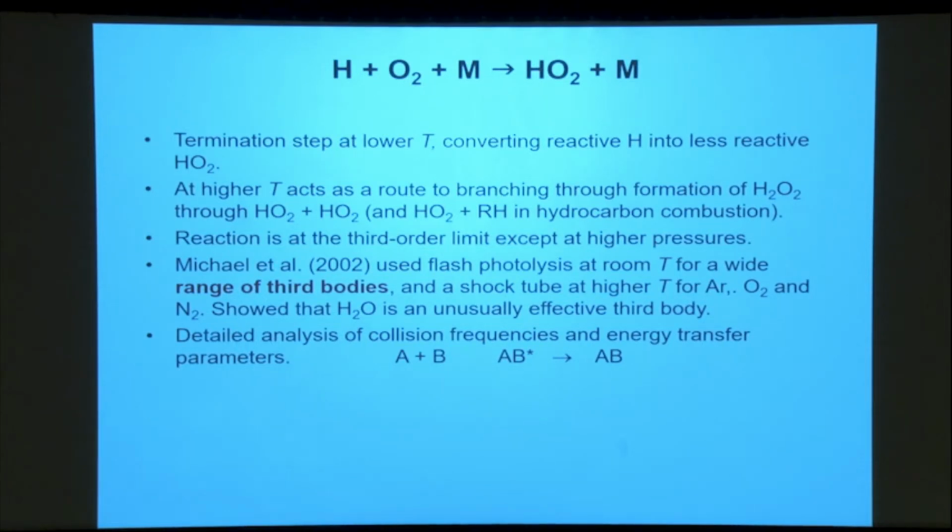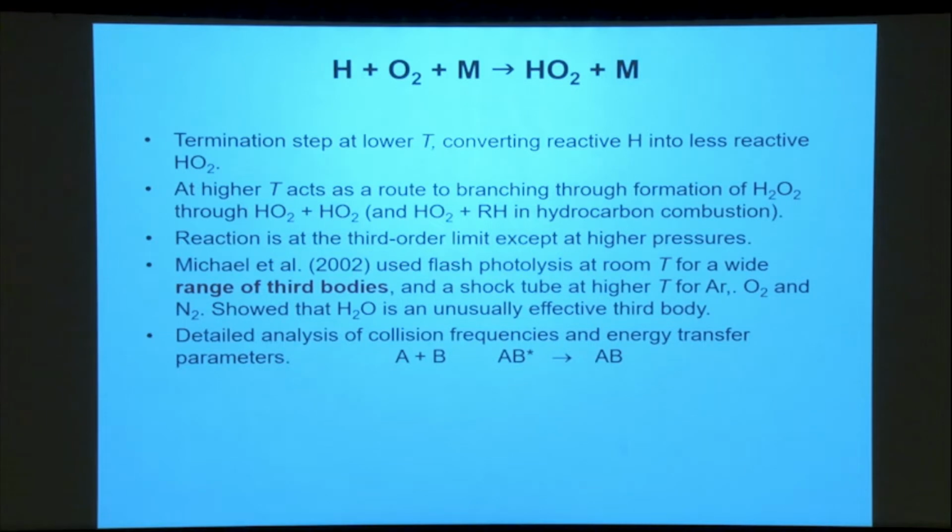H plus O2 plus M, so this is the sort of termination reaction, at least at intermediate temperatures and pressures, converting H into the less reactive HO2. So the reaction is at the third order limit, except at higher pressures. And I'm not sure we ever reached the high pressure limit experimentally for this reaction. So Michael et al. have measured this using flash photolysis for a range of third bodies. And actually, it's the third body information for this reaction which is going to be the key source of our uncertainty in this rate.